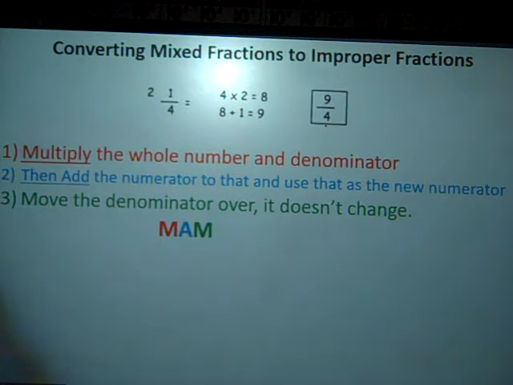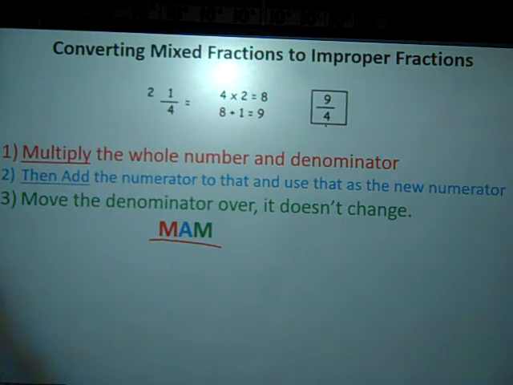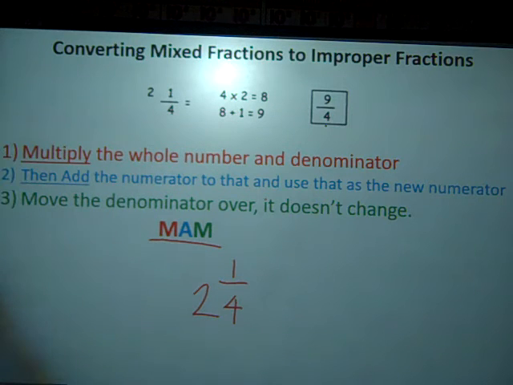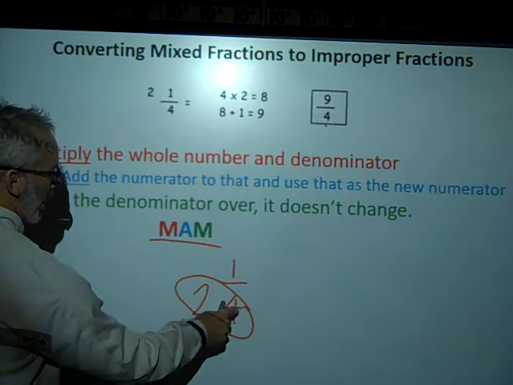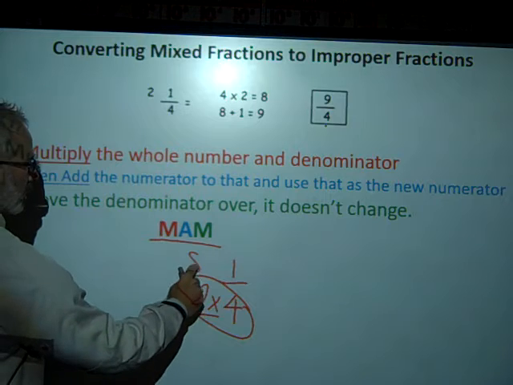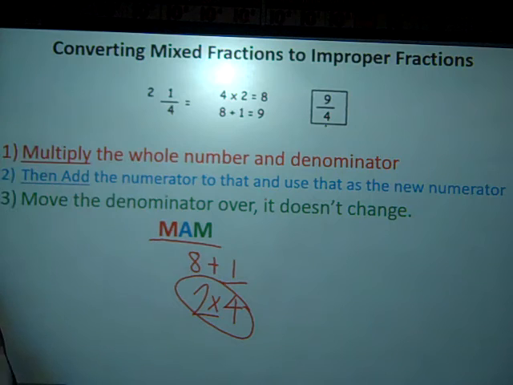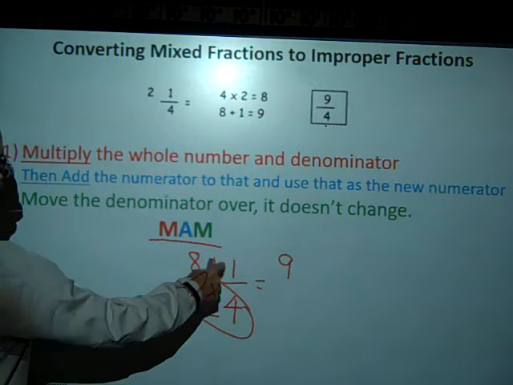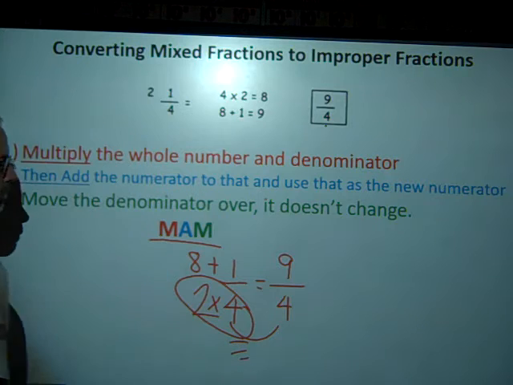This happens to be my favorite thing to do with fractions. So I use the acronym MAM: multiply, add, move. Okay, so we are going to start with the 2 and 1/4. The first thing we do is multiply the whole number and the denominator. So 4 times 2 gives me 8. Add that product to the old numerator. 8 plus 1 gives me 9. That becomes my new numerator. Multiply, add. And then we just move the denominator over because the denominator doesn't change.